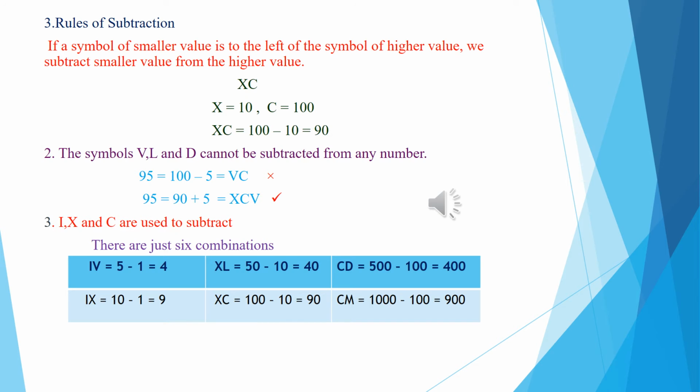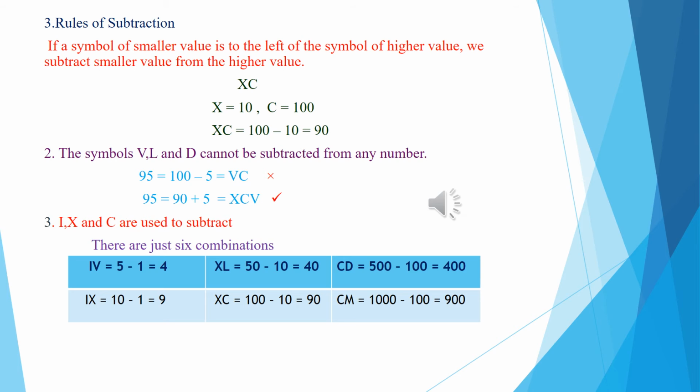Second rule: the symbols V, L and D cannot be subtracted from any number. For example, for writing 95, we cannot write 100 minus 5, because 5 cannot be subtracted. That is, V cannot be subtracted. Therefore, 95 is written as 90 plus 5, which equals XCV. Hope you all understood the second rule.